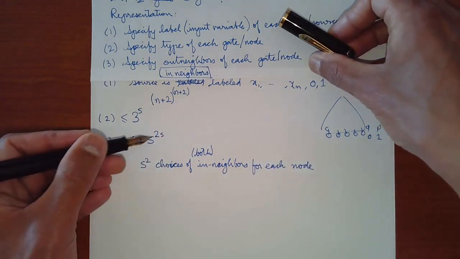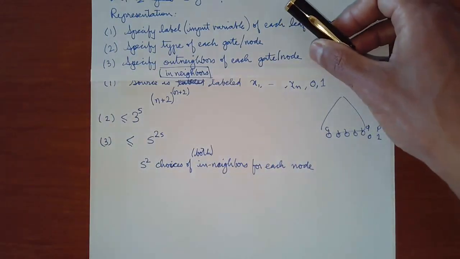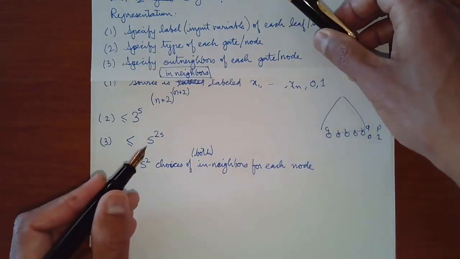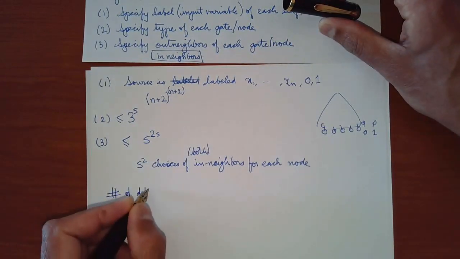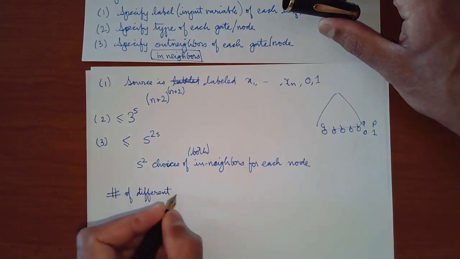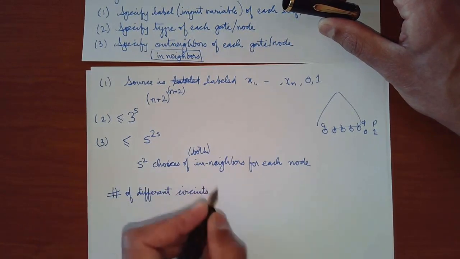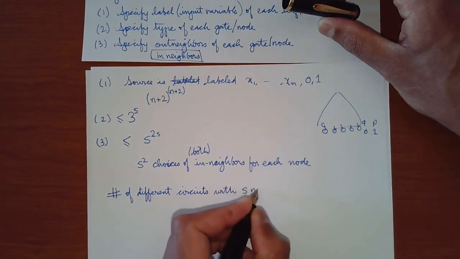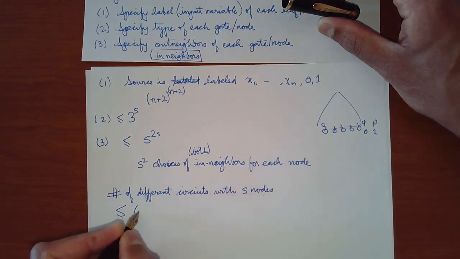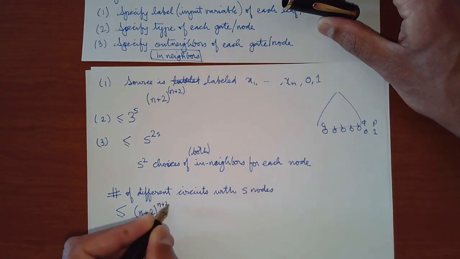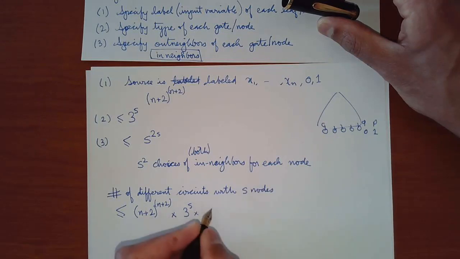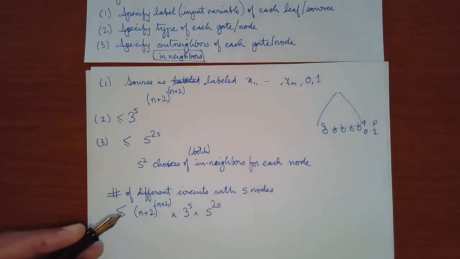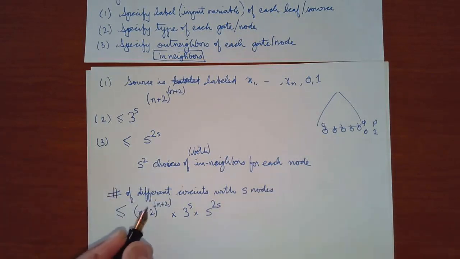And the fact that you get s to the power 2s is actually going to give you that log n. It's going to give you that n factor that's there. Okay, so the total number of different circuits with s nodes is at most (n plus 2) to the power (n plus 2) times 3 to the s times s to the 2s. And indeed, as was mentioned, the first one could even be removed. You could even remove this if you're more careful.